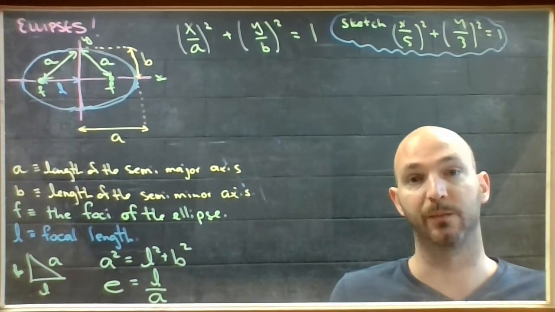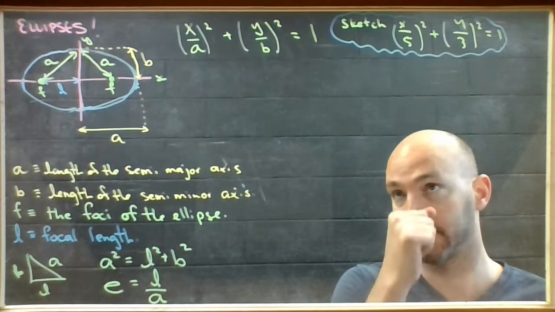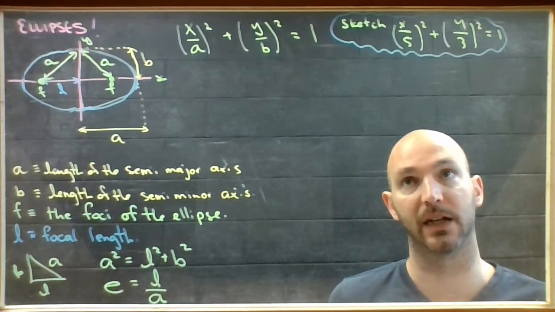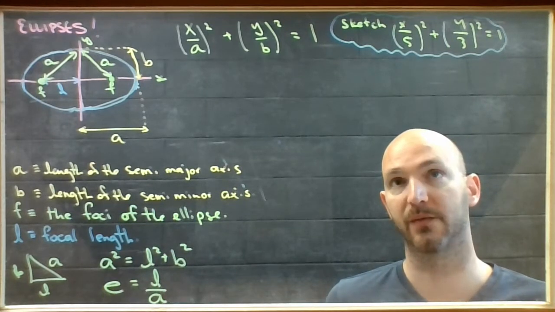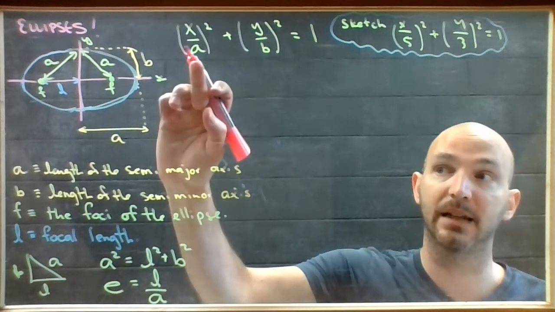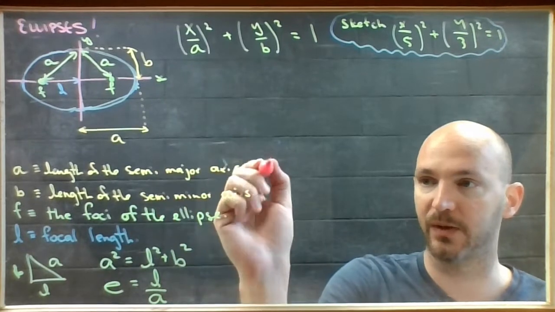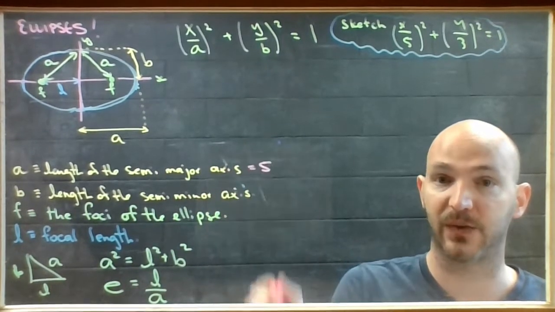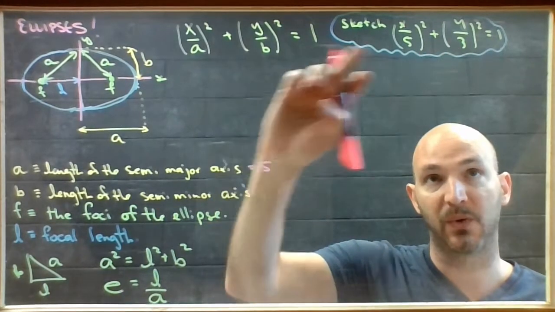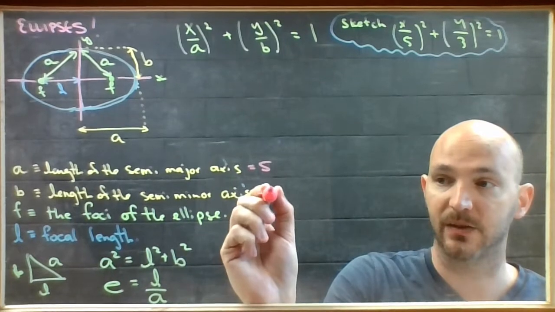Okay, so first we're going to try this one. We're going to sketch an ellipse given by that particular equation. So if I go through this list of things and I try to identify all of the numbers, the first one I'm going to see is this 5 down here under the x. Well, that is by definition the length of my semi-major axis. So for this example, that is 5. This number here is supposed to be b, which is the length of my semi-minor axis, so that's going to be 3.